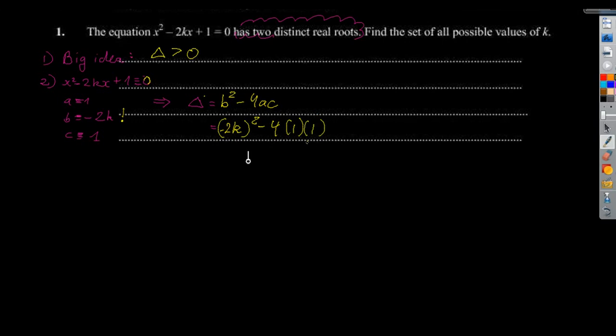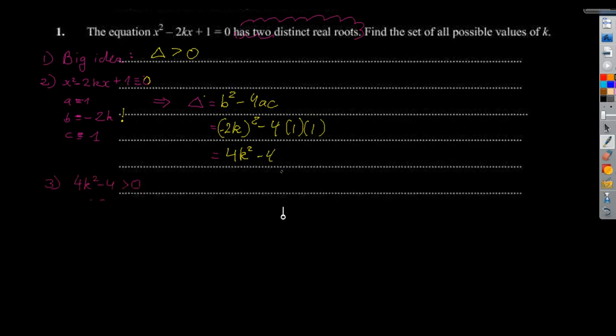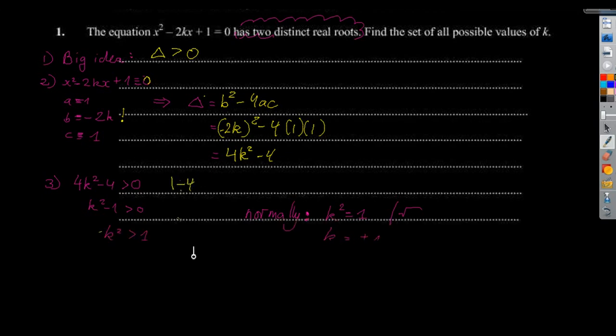And only then will I have my simplified result, 4 squared minus 4. Then I take this back to the big idea. My discriminant has to be larger than 0. So I have an inequality to solve. Right, so I divide both sides by 4 to get this. Then I will be adding 1 to both sides, and I get k squared is larger than 1.